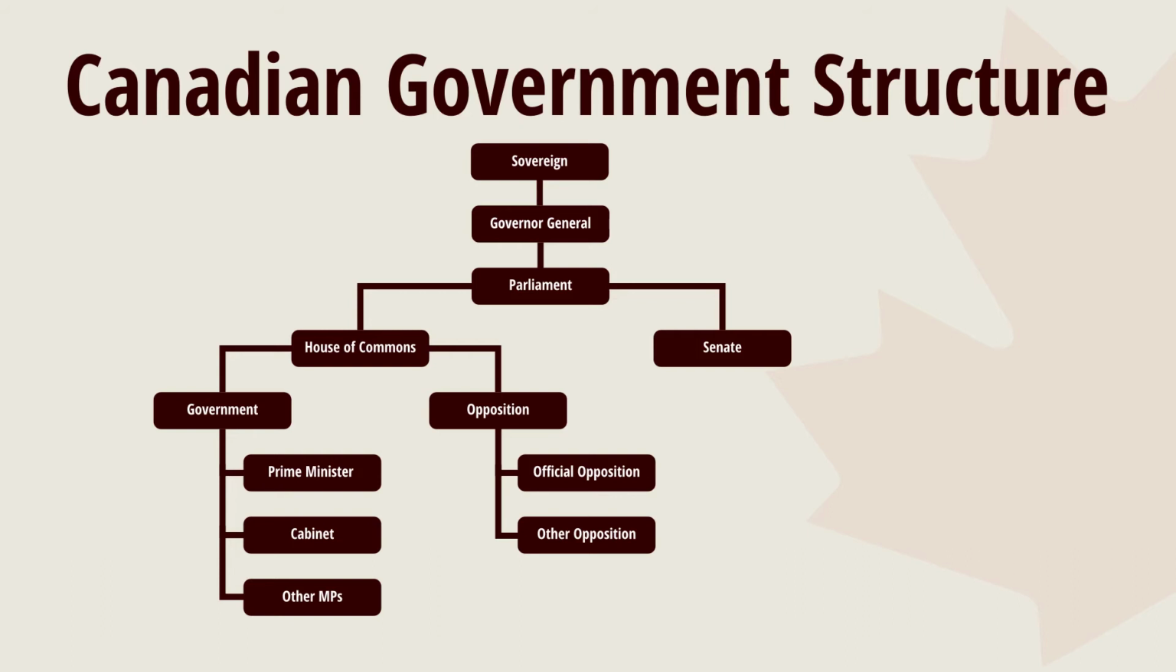We see the House of Commons has the government in power and the opposition. The government in power has the Prime Minister and Cabinet, and then the other MPs in the party. The opposition consists of the official opposition party and then the other opposition parties. Sometimes seeing it like this can really help.